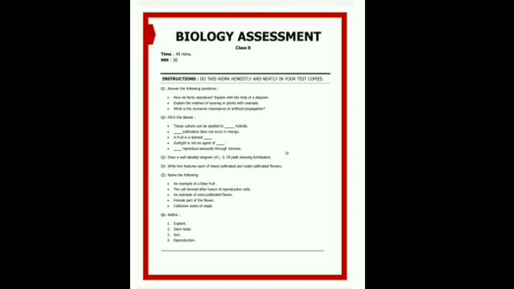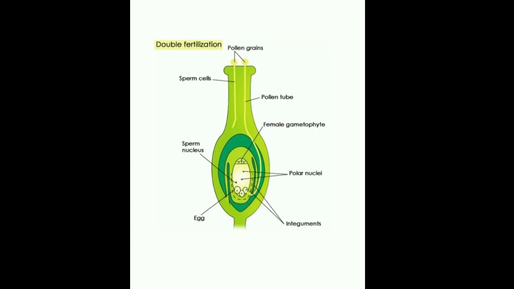Then draw a well-labeled diagram of LS or longitudinal section of pistil showing fertilization. The diagram on page number 28, that is this diagram. You can see this diagram. All the labeling should be there, and this is given on page number 28 in your books. This carries 5 marks, whereas the fill in the blanks also carried 2.5 marks.